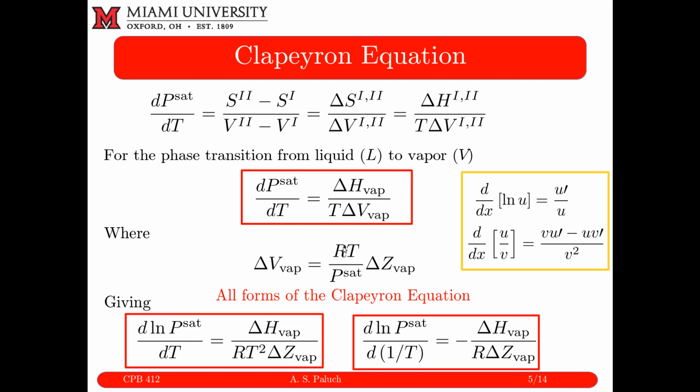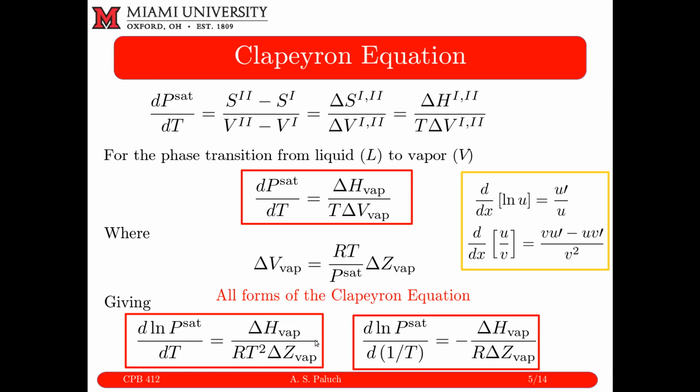And then what we'll do next is simplify to get rid of delta V of vaporization. So delta V is equal to RT over P times delta Z. Remember, the equation of state for real fluids is PV equals ZRT. So V is equal to ZRT over P. Well, temperature and pressure in the two phases are equal to each other, and that's how we get delta V equal to RT over P delta Z. Okay, so I can substitute in.